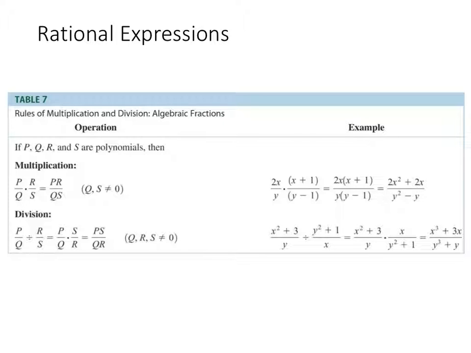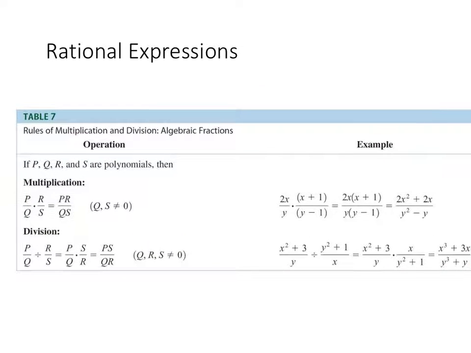Basically, they're fractions. So if P, Q, R, and S are polynomials, then when we multiply P over Q times R over S, we'll multiply straight across. P times R over Q times S, as long as Q and S are not 0. An example to the right here, we have 2x over y times x plus 1 over y minus 1. We'll just multiply 2x times x plus 1. We'll multiply y times y minus 1. And that'll give us our final answer.